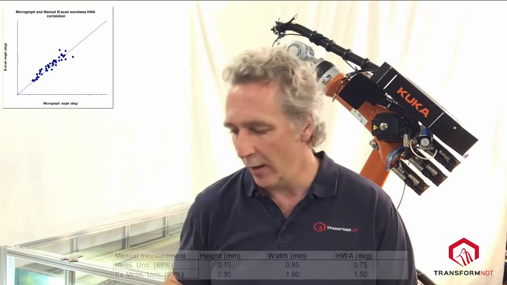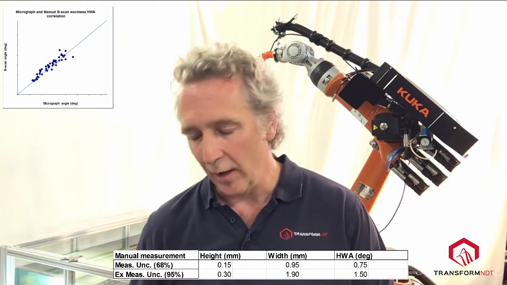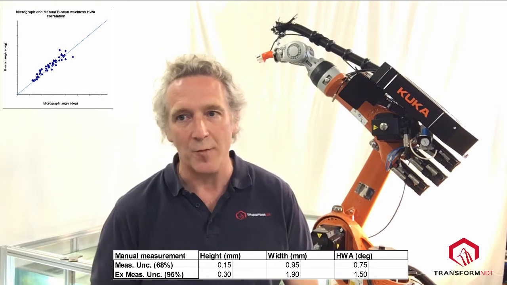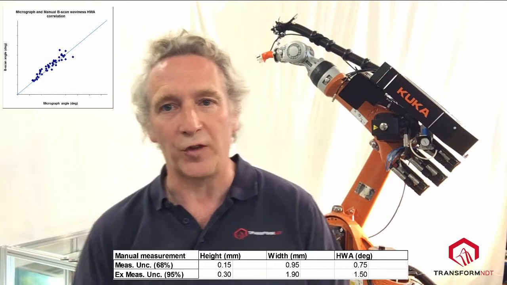This shows a typical correlation result between B-scan amplitude, B-scan half wavelength, and the ply angle with micrograph. And here we're showing the measurement uncertainty for this data set. Using what's called the coverage factor, we want our uncertainty to be calculated with, in this case, 95% confidence. What we can see here is that we can measure with 95% confidence the height to 0.29 millimeters, the width to 1.89 millimeters, and the angle to 1.47 degrees.